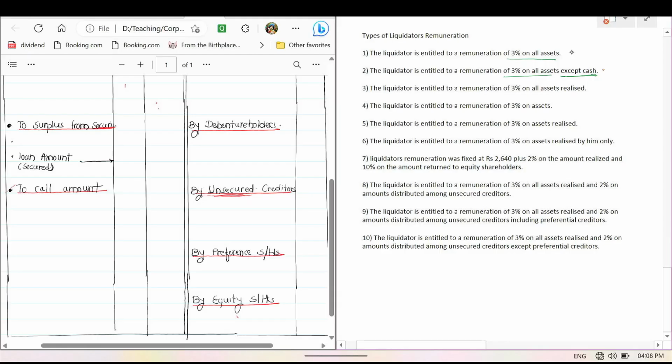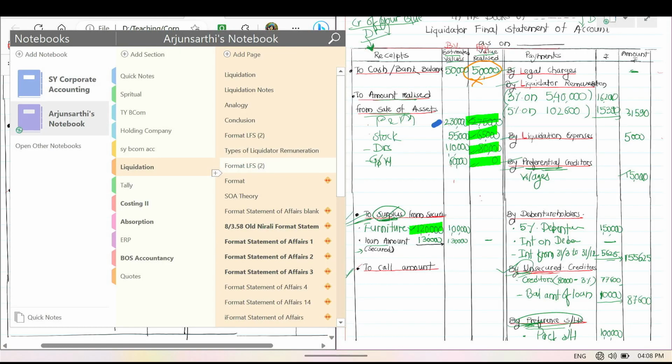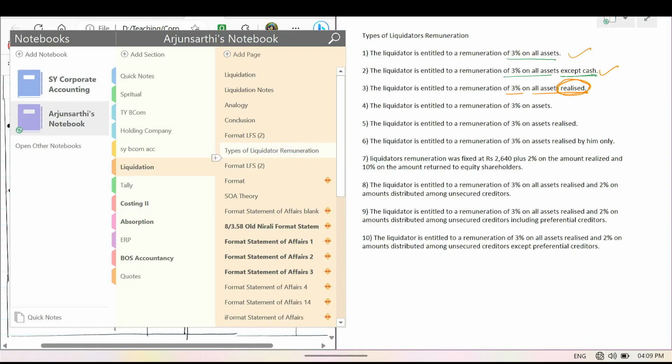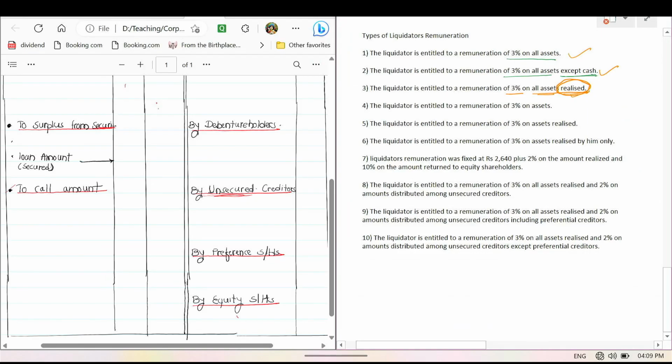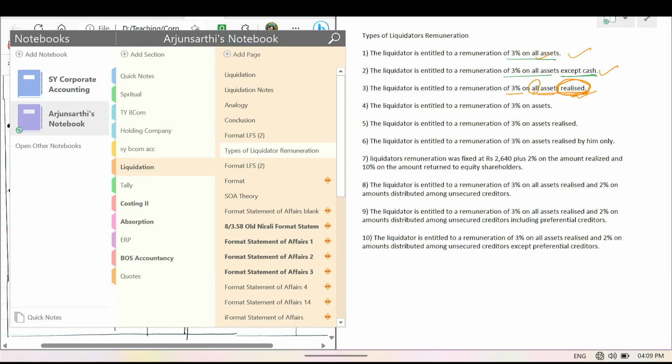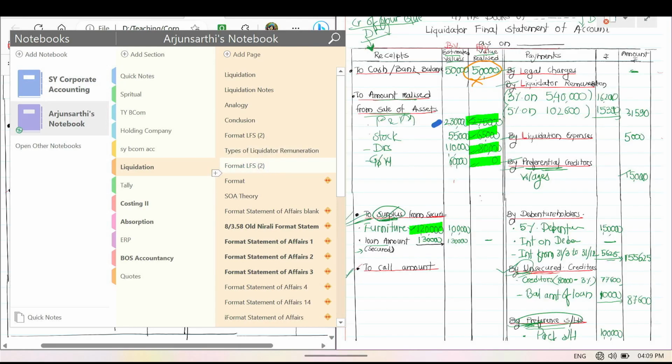Then after this, the first category is clear, the second category is also clear. Now he is entitled to a remuneration of 3% on all assets realized. Now this word realized is important. Cash is in realized form only; we do not sell cash to get cash. Naturally cash is in liquid form only, therefore if this word is given, on all assets realized, here on all assets they just said, they have not mentioned whether realized or unrealized.